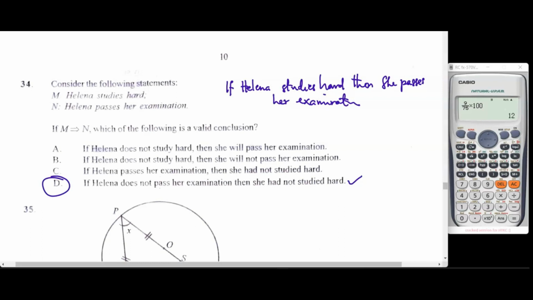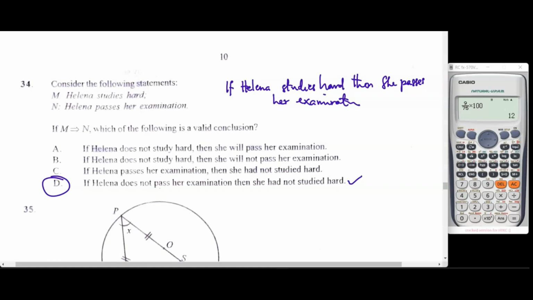Now, remember that it is not, if Helena does not study hard, then she doesn't pass the examination, that will make the statement true. No, it is rather when Helena does not pass the examination, then she had not studied hard. That is when you have the statement to be true. So remember this very carefully. When it comes to implication, when the negative of the antecedent is true, then the negation of the consequent must also be true to make the statement a valid conclusion.